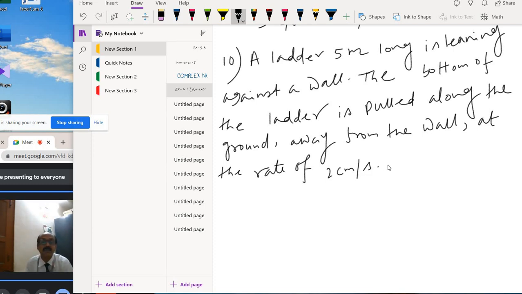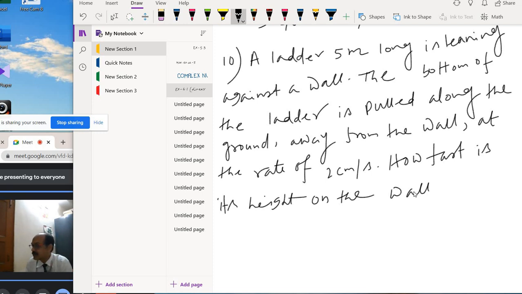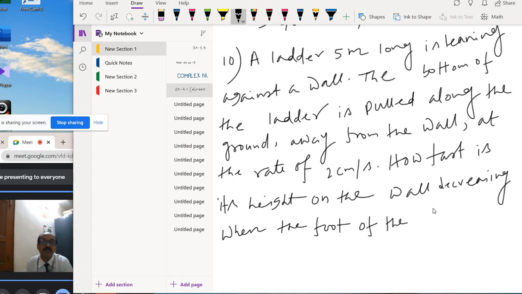2 centimeter per second. How fast is its height on the wall decreasing when the foot of the ladder is 4 meter away from the wall?